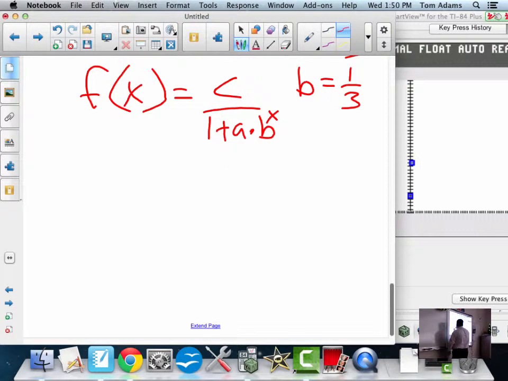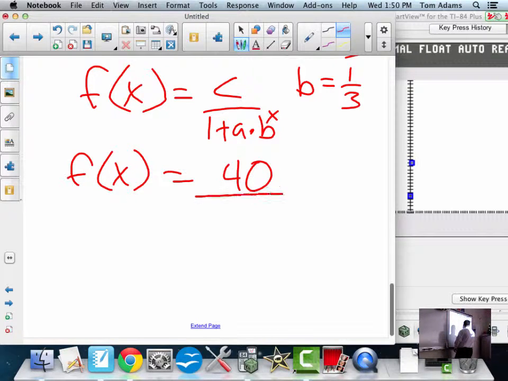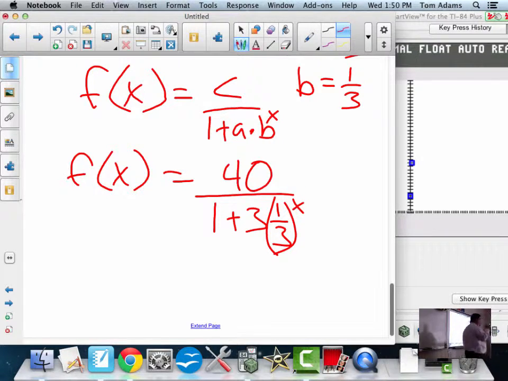So what does that mean? Okay, now be careful with this. We're going to say f of x is equal to 40 all over 1 plus 3 times 1/3 raised to the x. Some of you will be tempted to multiply 3 by 1/3. We cannot. How come? 1/3 is raised to the x, but 3 is not. It's an exponent, and so exponents come before multiplication, so we can't multiply before we do the exponent, right? Any questions?